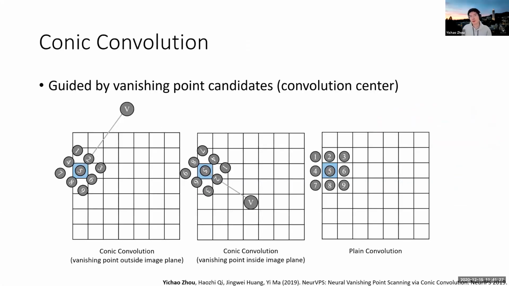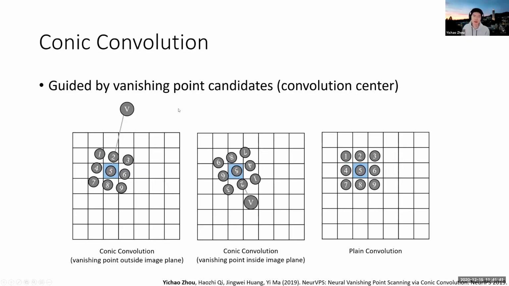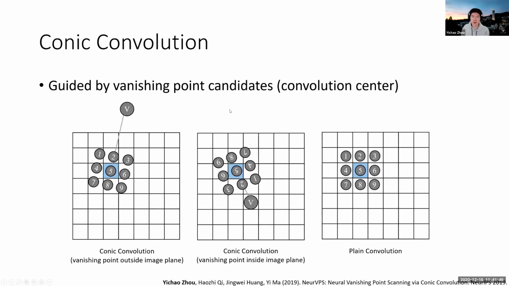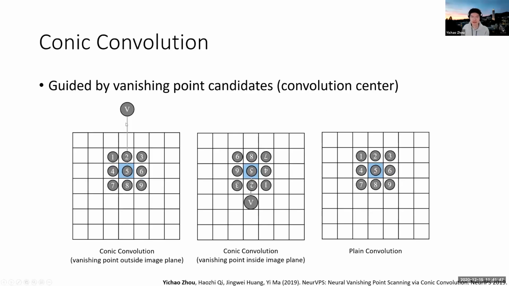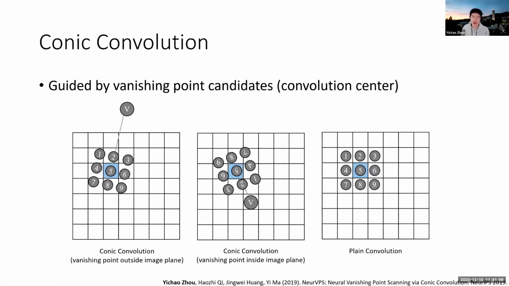To this end, we propose something called conic convolution. The idea here is that we show the traditional convolution in the right figure, and the conic convolution in the left figure. Conic convolution requires a vanishing point candidate, or what we call the convolution center, as the input. Basically, the idea is that we always rotate the convolution kernel with respect to this convolution center.